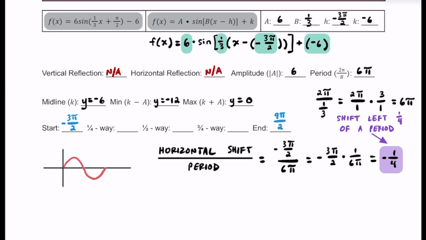9 over 2 is 4.5. So the distance between here and here is going to be 6 pi. So where's halfway going to be? Well, if from here to here is 6 pi, that means from the start to the halfway should be adding 3 pi.